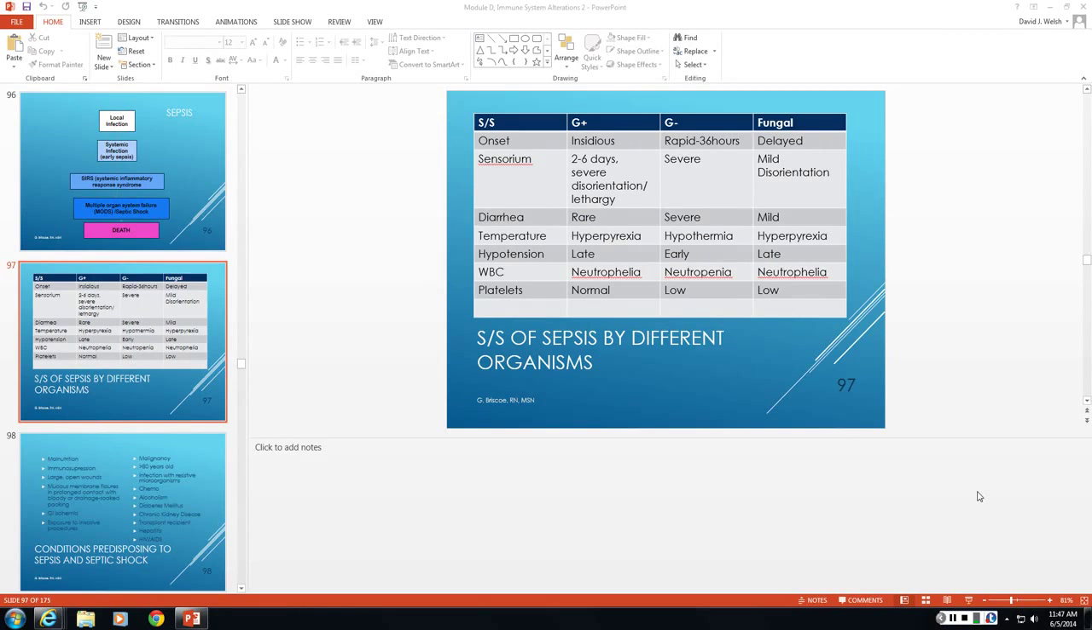So here's a chart with signs and symptoms of sepsis by different organisms. You might want to look over that. I don't know that there'll be anything on the test on that, but it is good to know.